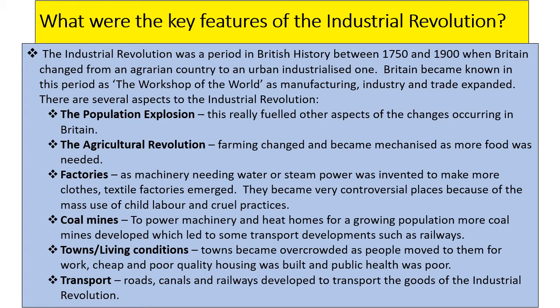But just to give you a quick overview, the Industrial Revolution was when Britain changed from an agrarian country, that is a country that is predominantly countryside, rural, to an urban industrialised one. So people began to move from the countryside to the towns and the cities. And as you can see on the PowerPoint here, Britain became known as the workshop of the world, as manufacturing industry and trade expanded.